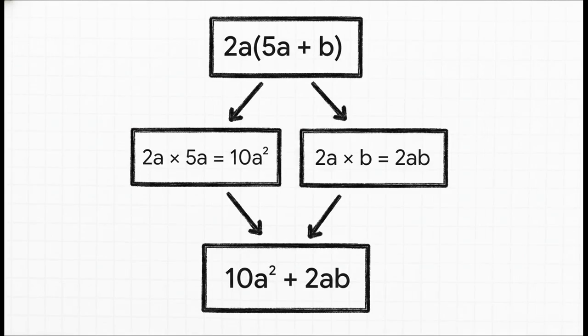And what do you know? When we do that, we get the exact same steps we took with our area calculation. First up, 2a times 5a gives us 10a squared. Second, 2a times b gives us 2ab. You put them together, and the result is 10a squared plus 2ab. The very same answer, but this time it's all just pure algebra.